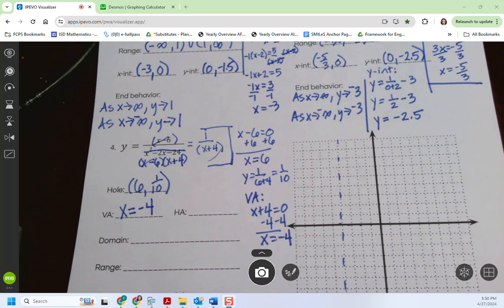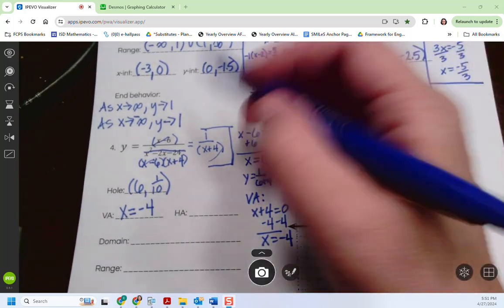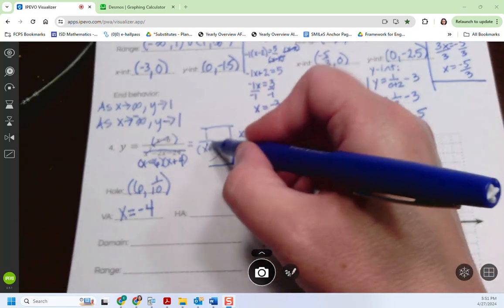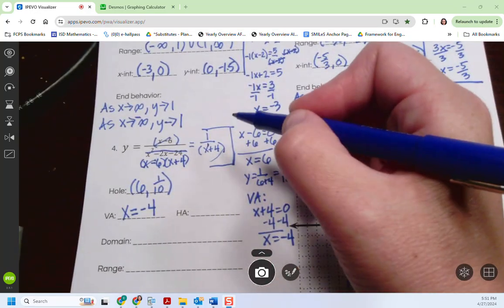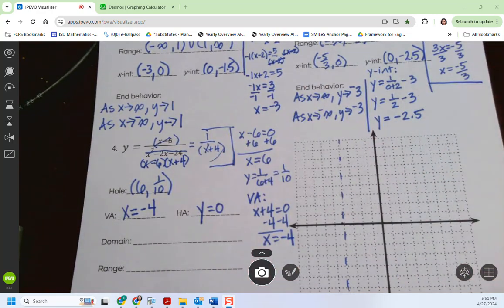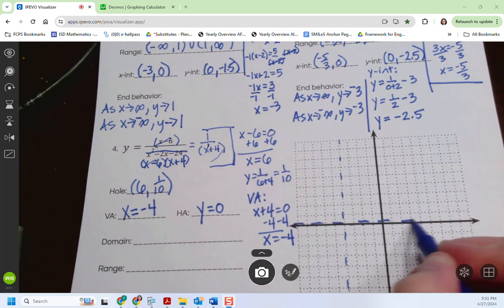Okay. Your horizontal asymptote depends on if you have a bigger degree on the top or the bottom. The degree is the exponent of x, and it's going to be the biggest exponent of x. On the top, there are no x's, so the degree is 0. And on the bottom, the degree is 1. Whenever you have a bigger degree on the bottom, your horizontal asymptote is y equals 0. So it's going to be right here, y equals 0.